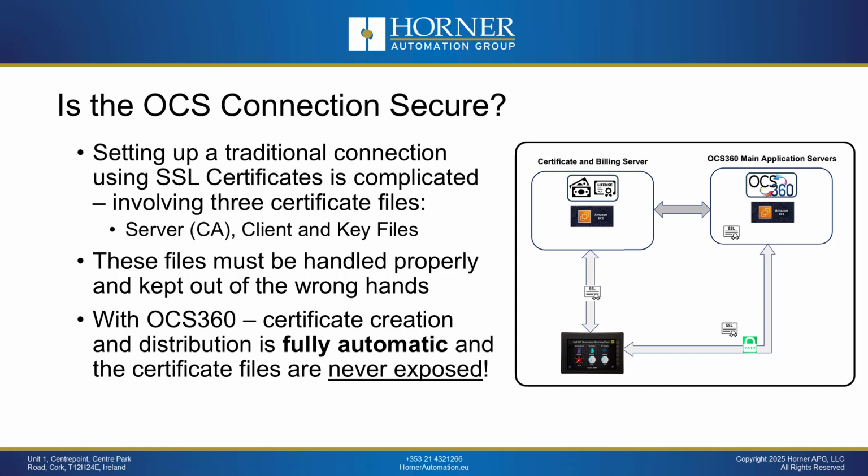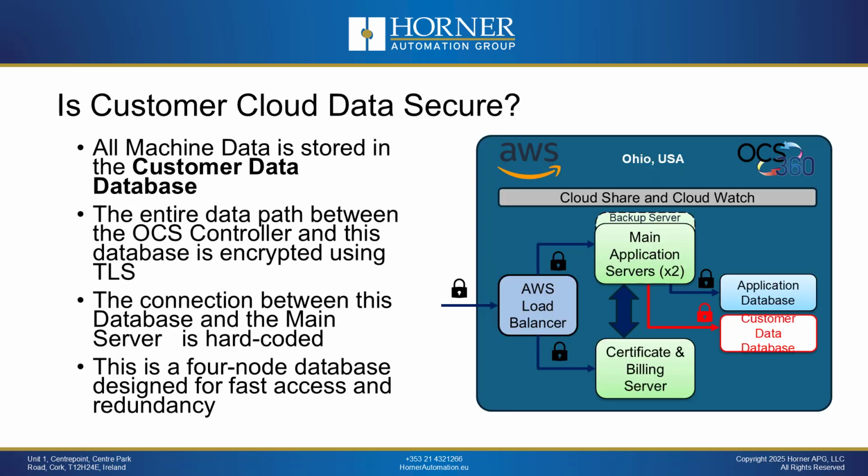Now let's take a look at our customer cloud data, and at different ways that it is secured. First of all, as we discussed earlier, all data that is pushed from the OCS controllers to the OCS360 cloud is stored in the customer data database, and that entire path of the OCS into the load balancer, into the main application, and then into the customer data database is all fully encrypted using the latest versions of TLS. Also, the connection is firewalled between the main application servers and the customer database, so that is another way that it is secured.